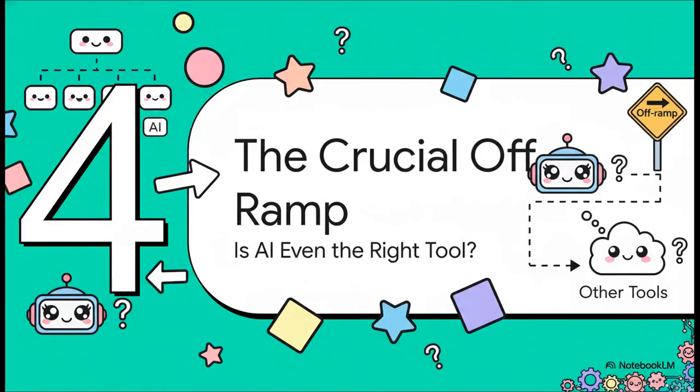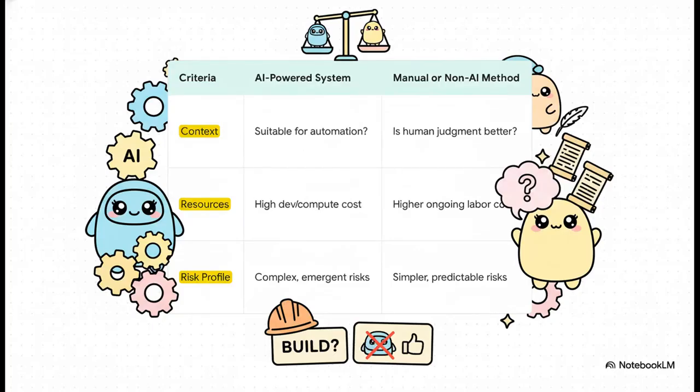Okay, so this whole process leads you to this incredibly important fork in the road, a kind of off-ramp that, frankly, way too many teams just blow right past. It's where you have to pause and ask a really basic question. Is AI even the right tool for this job? Because here's the thing. The map function forces you to take a hard look at the alternatives. That means seriously comparing your AI-powered idea against a good old-fashioned manual or non-AI method. You have to be brutally honest and ask, given the context, would a simpler process with human judgment be more reliable or maybe just less risky? And sometimes, you know what? The smartest, most responsible move is to just not build the AI.